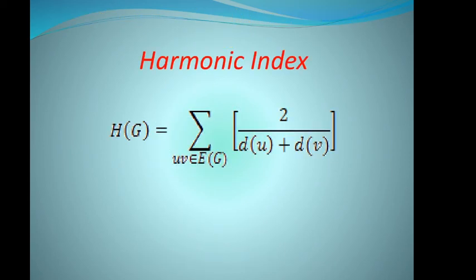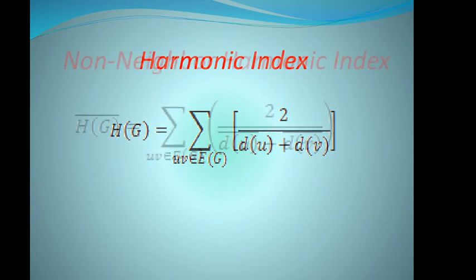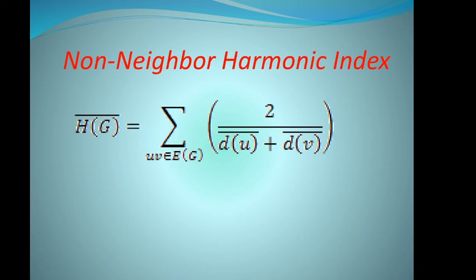Using the concept of neighbors and non-neighbors, we can see some topological indices. One example of topological index is harmonic index, where harmonic index is equal to summation of 2 by the degree of u plus degree of v. For each of the edges, we calculate this formula and we find out a number. Similarly, by using the non-neighbor degree, we use this formula of topological index, non-neighbor harmonic index, where it gives the summation of 2 by d of u bar plus d of v bar. Non-neighbor harmonic index has many applications in chemistry.